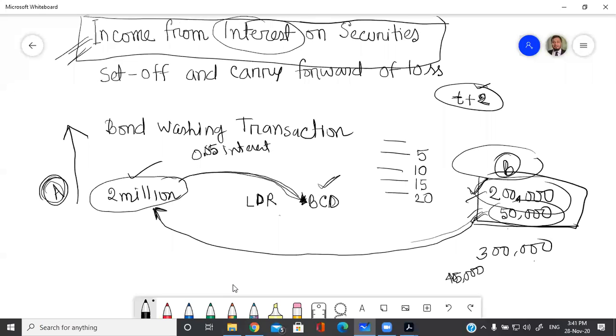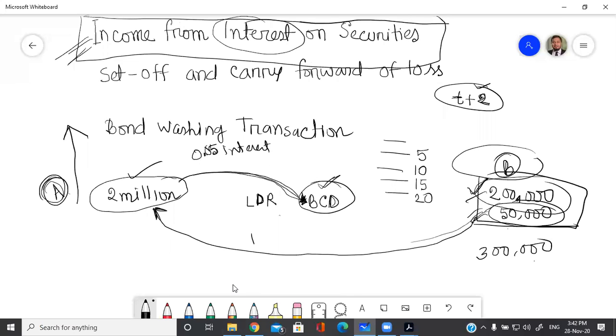It's a kind of negotiation between Mr. A and Mr. B. Or it may be that Mr. A and Mr. B are family members. So they have negotiated between themselves that I will credit my securities to your account and you will credit the securities back to my account after the books close date.